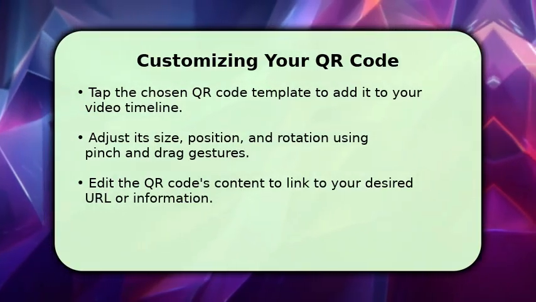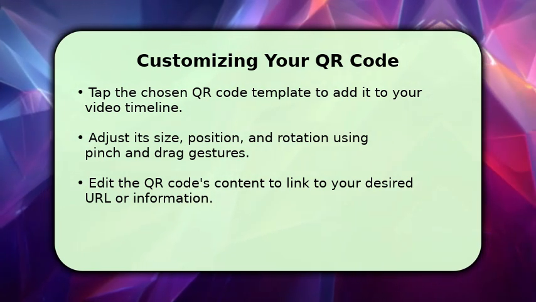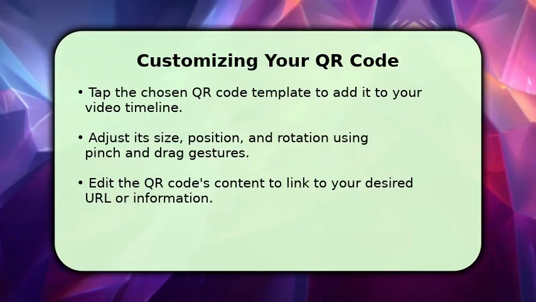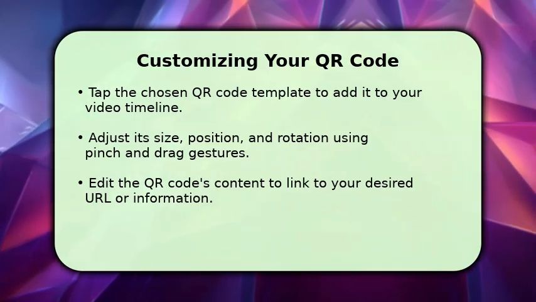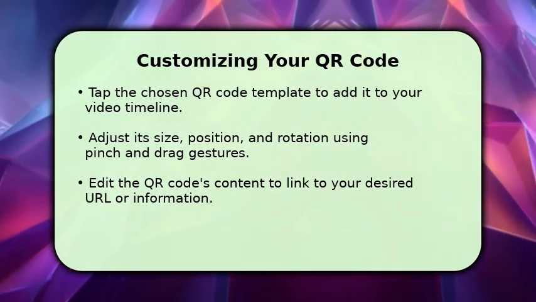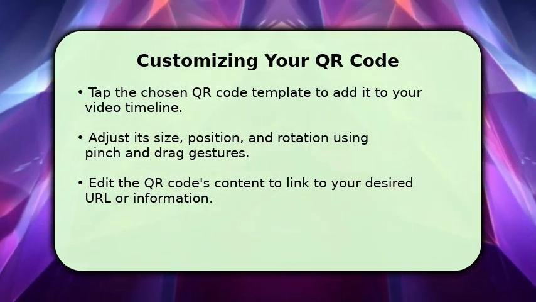Use 2 fingers to pinch and zoom, adjusting the size to fit your frame perfectly. Drag it to any desired position on the screen and even rotate it slightly for a dynamic effect. Crucially, you'll need to edit the QR code's embedded information to direct viewers to your specific website or content.